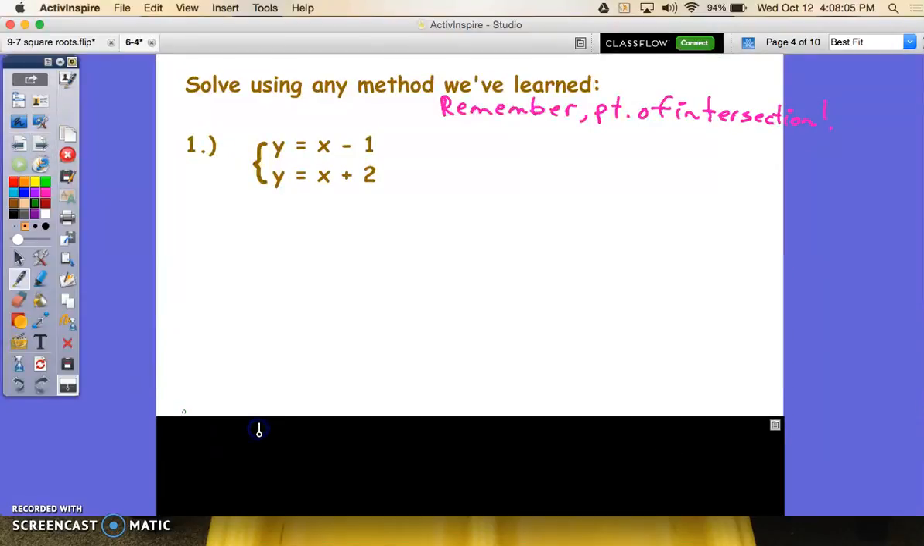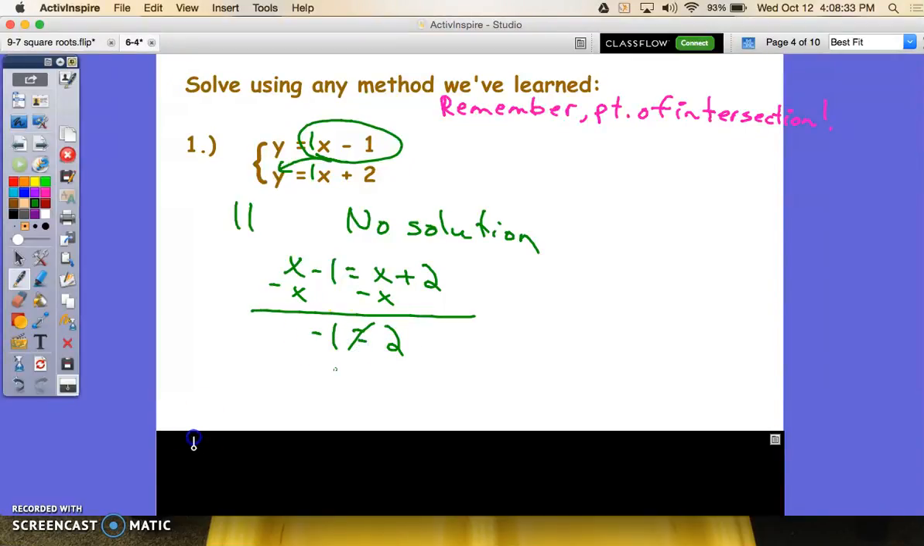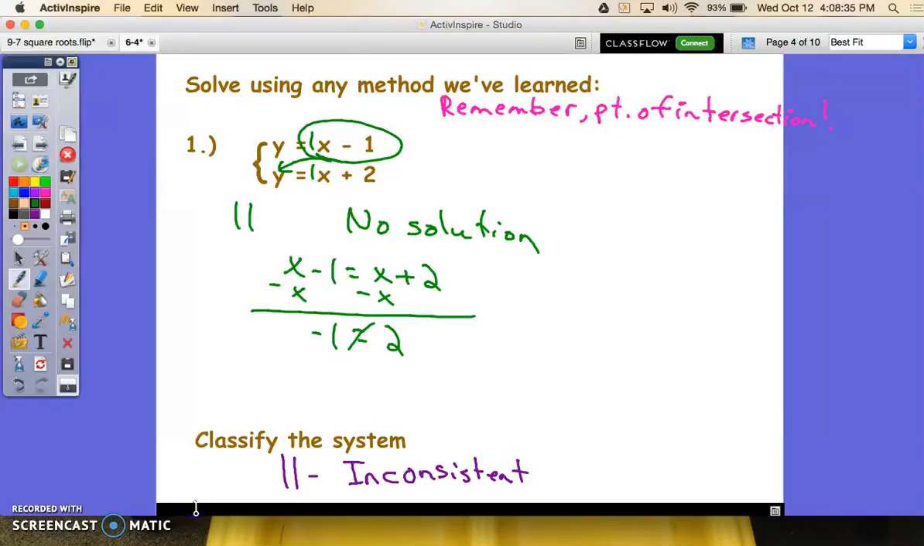Take a look now at some problems. So remember, we're always trying to find that point of intersection. Well, in number 1, if you notice, they have both slopes of 1. Therefore, they are parallel lines. Therefore, they will not intersect. Therefore, there is no solution. Now, if you didn't realize that, let's go ahead and use the circle and drag method. x minus 1 equals x plus 2. Go ahead and, if you still need to, try to solve the problem, and you're going to get negative 1 equals 2, which is not a true statement, therefore inconsistent and parallel lines.